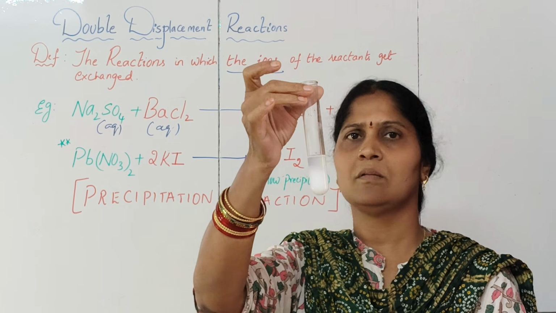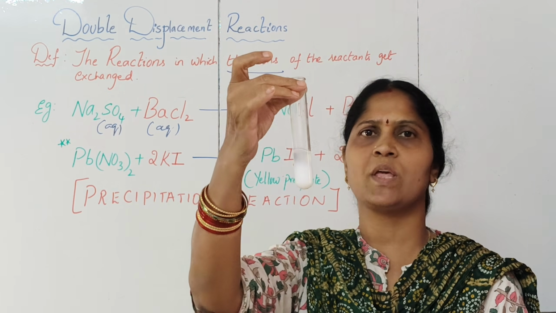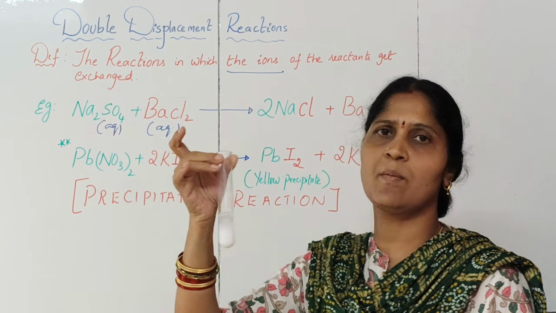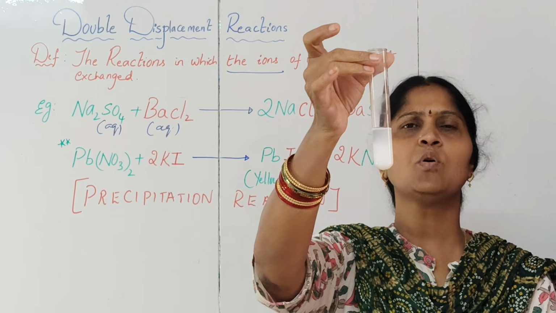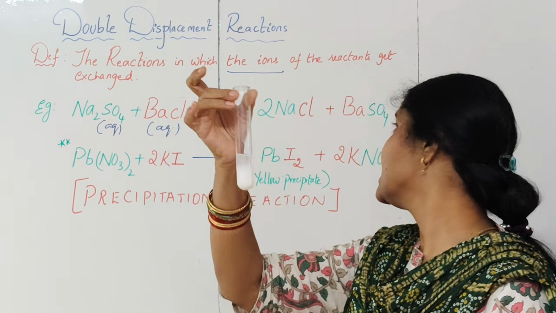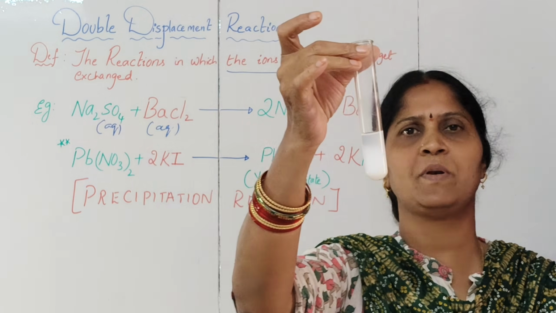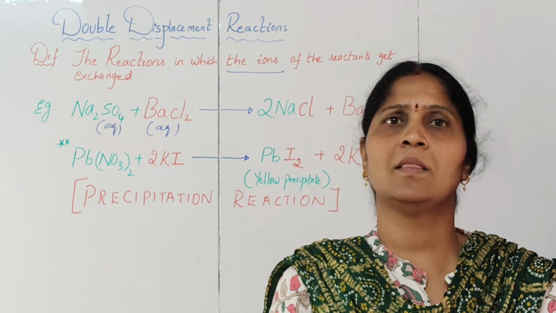You can imagine that this is formed by combining sodium sulfate in aqueous form with barium chloride in aqueous form, which will give rise to barium sulfate, the white precipitate here, and sodium chloride will be in the solution.